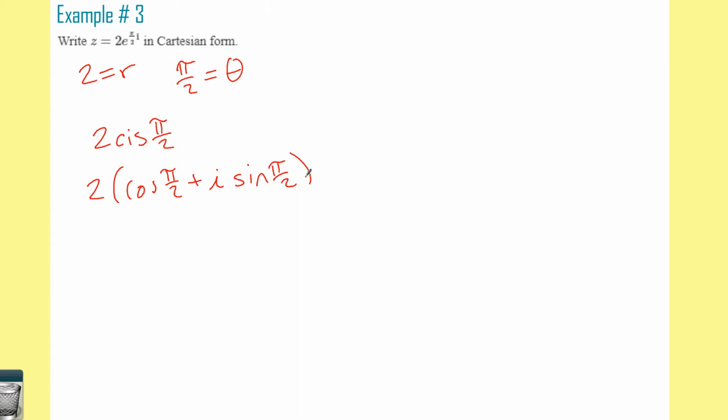And hopefully you remember cosine of pi over 2 and sine of pi over 2 from your unit circle. I use the hand trick in case I ever forget. If you don't know the hand trick, I'll be happy to show you. Just let me know. So cosine pi over 2 should be 0, and sine of pi over 2 should be 1. So our answer is just 2i. Fancy, I know.